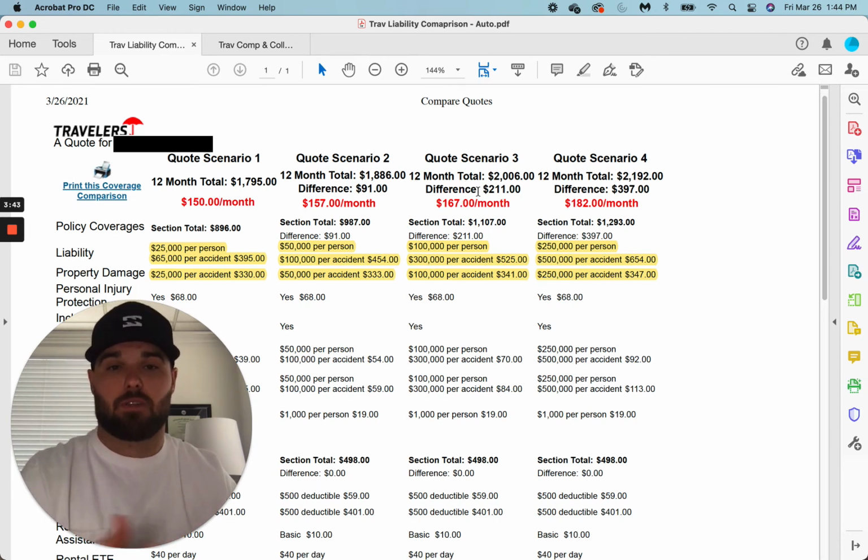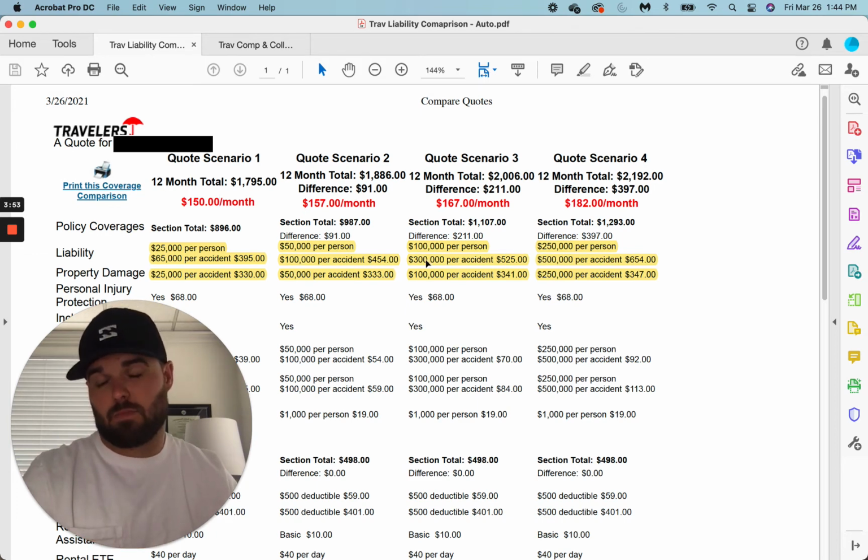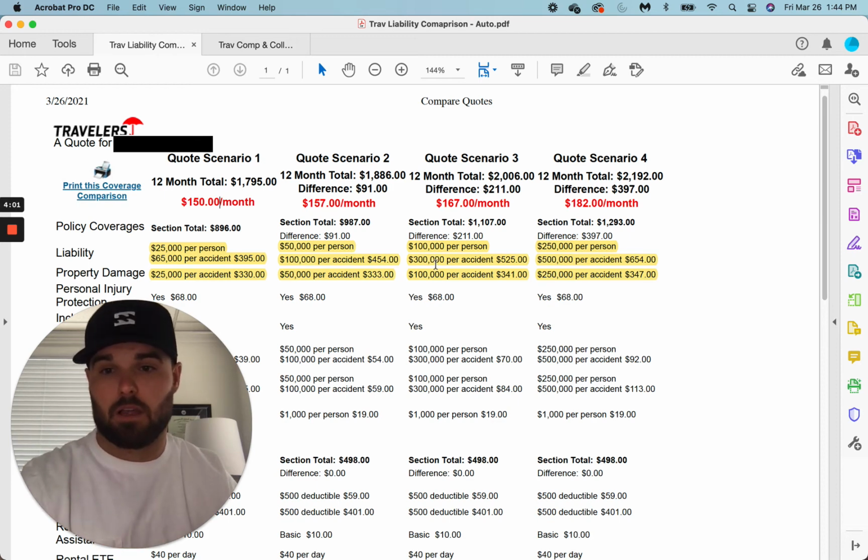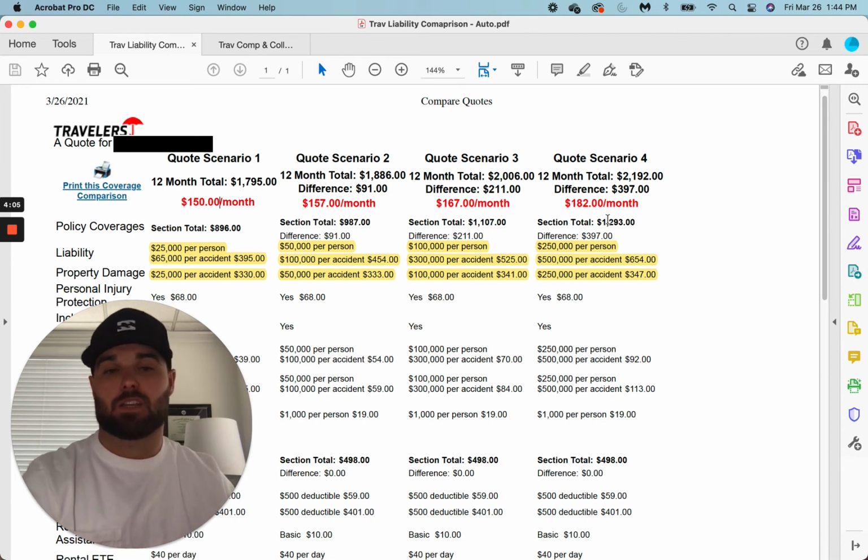It's $211 more a year for basically quadrupling the per person and almost quadrupling each other section. So quadrupling the property damage and almost quadrupling the per accident. And then 250, 500, 250 is $182 a month. So $32 more a month.